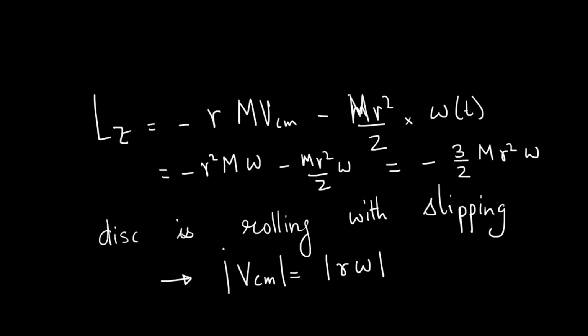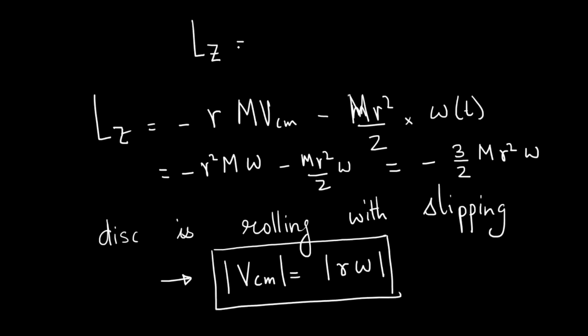So all that remains is to convince you of this, and then we are done, and you will accept that the answer to the problem is that the angular momentum of this drum with respect to the origin, as given in the problem, is in the negative k direction, and its magnitude is equal to 3/2 m r square omega.